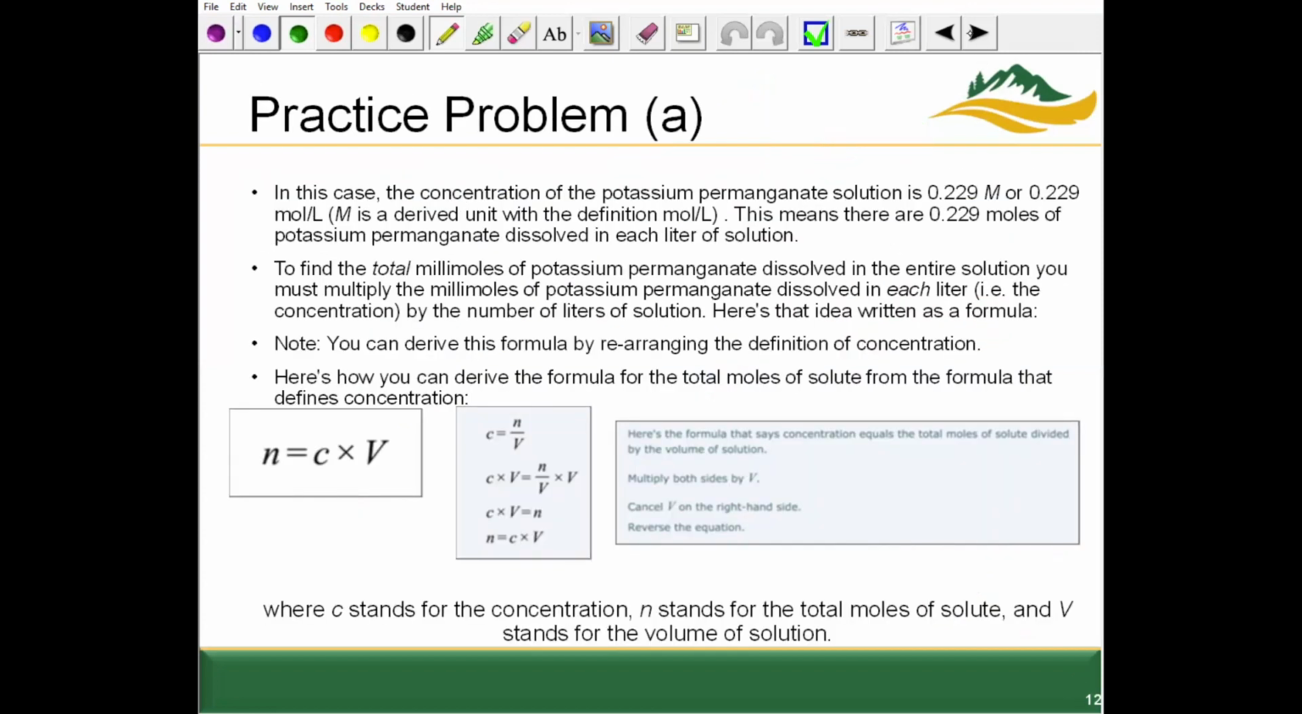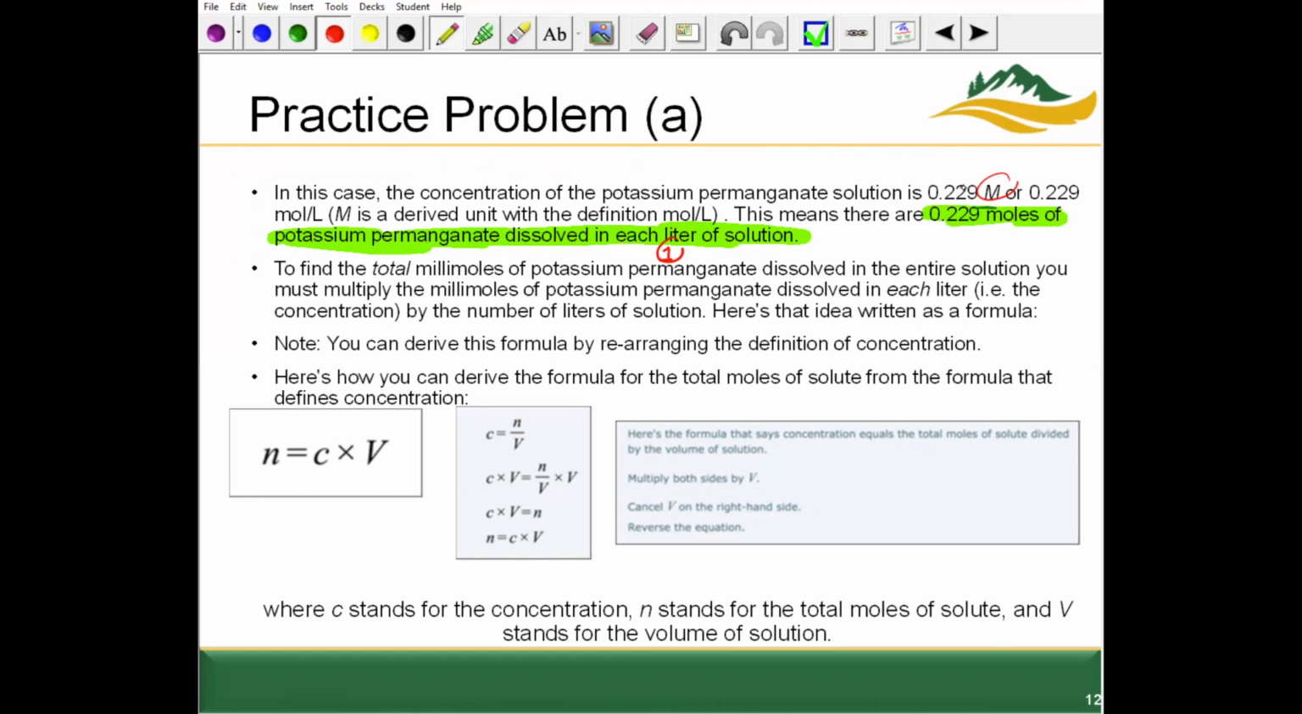So again, as mentioned, I would see this capital M and pretty much right away rewrite this to actually state in terms of the full units. So this is really 0.229 moles of solute. In this case, our solute is potassium permanganate. So our moles of solute dissolved in each 1 liter. So each 1 liter of solution. So capital M, we can rewrite it like that.